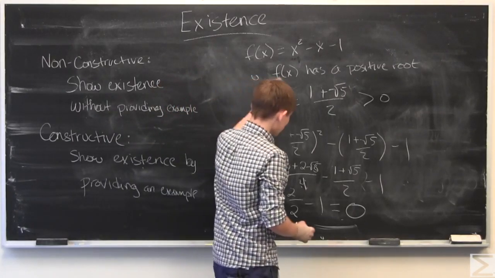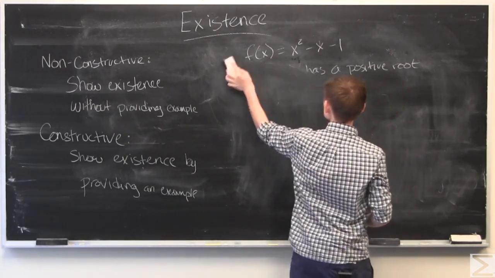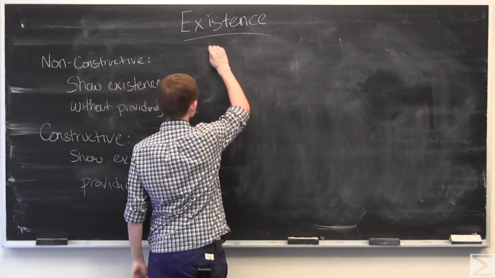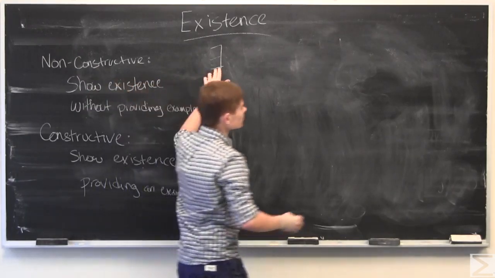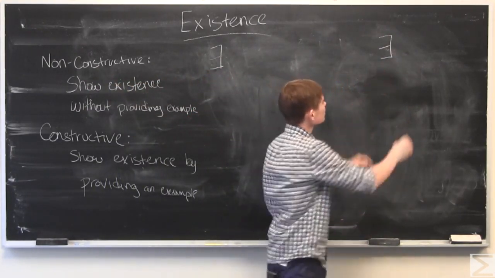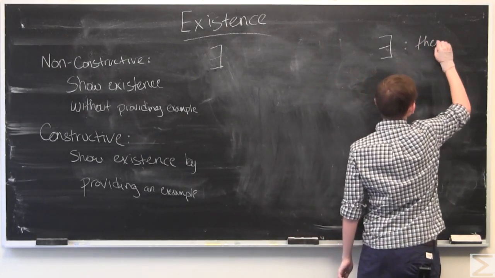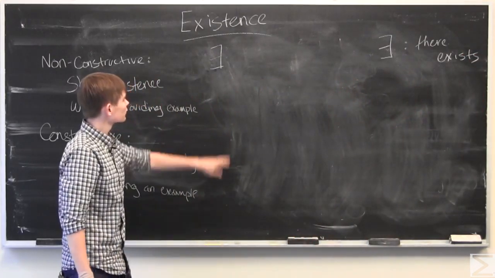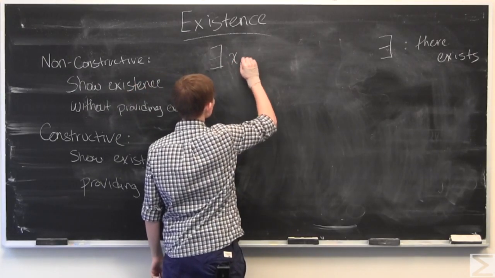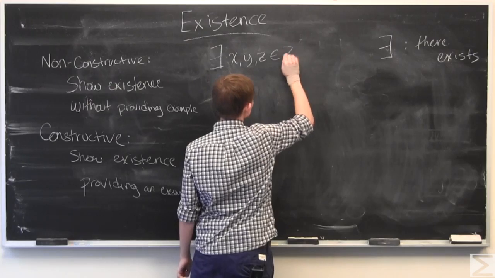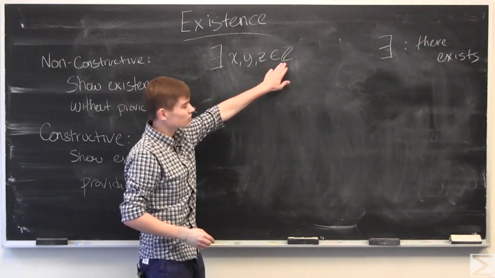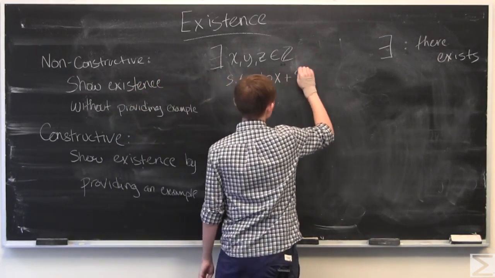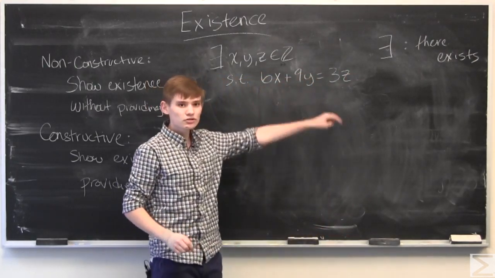Another example of a constructive proof of existence will be to show that there exists, oh, by the way, I should probably mention, this symbol just means there exists. It's just one of those math symbols that we use in proofs. So there exists x, y, z, which are integers. That's what the Z means, in case you're wondering, such that they are a solution to this equation.